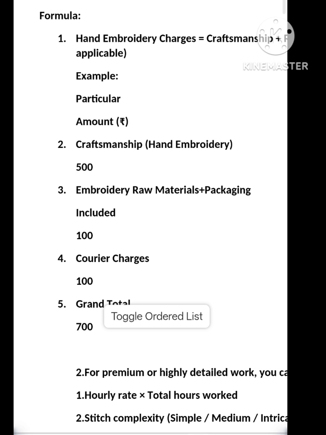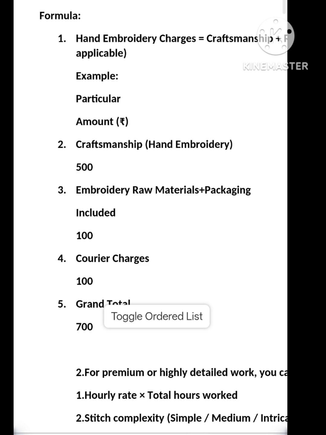So today's video is very important for the startups who are doing embroidery business and who want to send the bill or invoice to the clients. So here is a calculation of how to charge the customers for the embroidery work you did. This is specifically for startups. For hand embroidery who are doing a home-based business, GST is not applicable here. So let's understand how the hand embroidery price calculation is done.